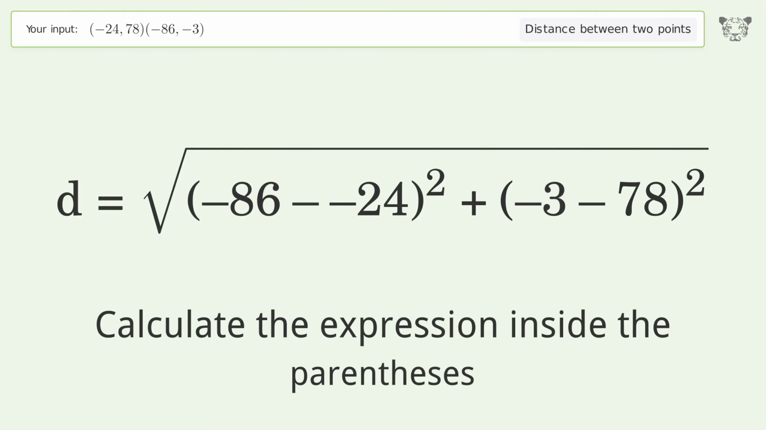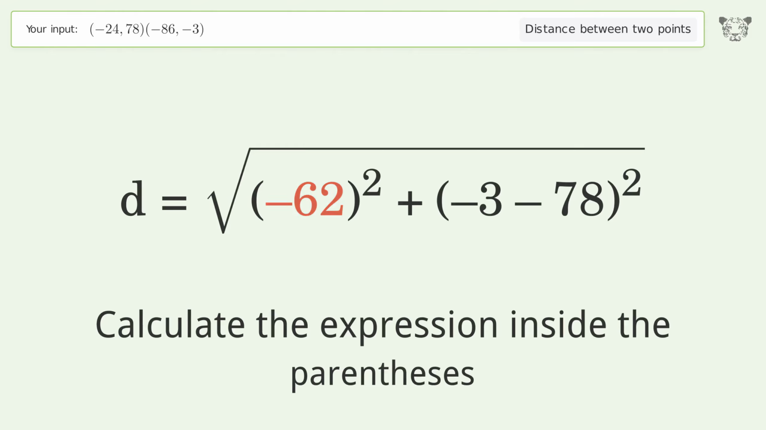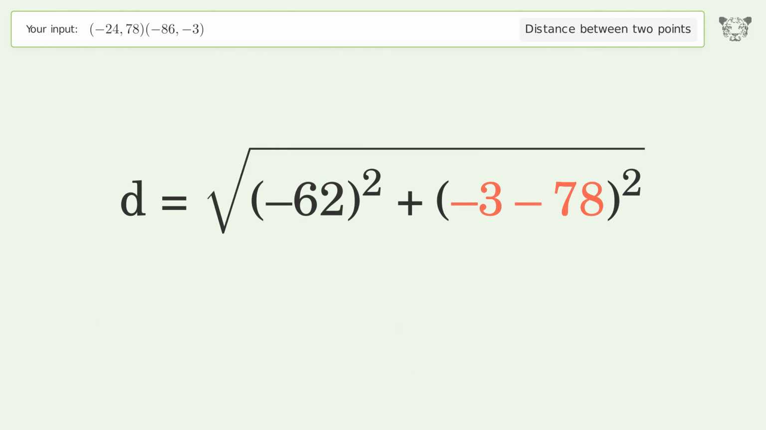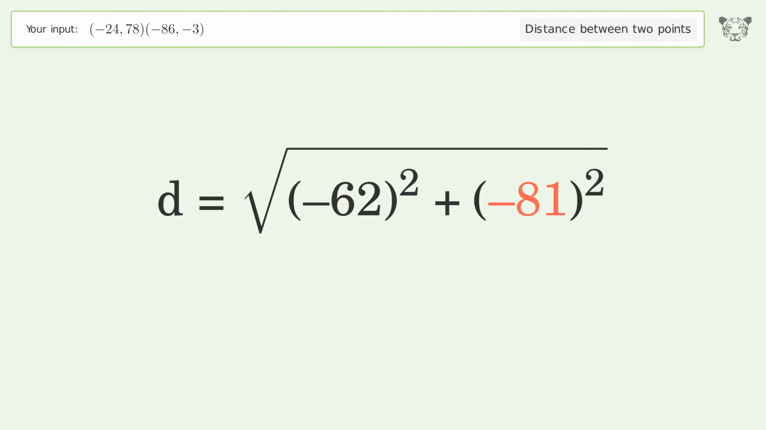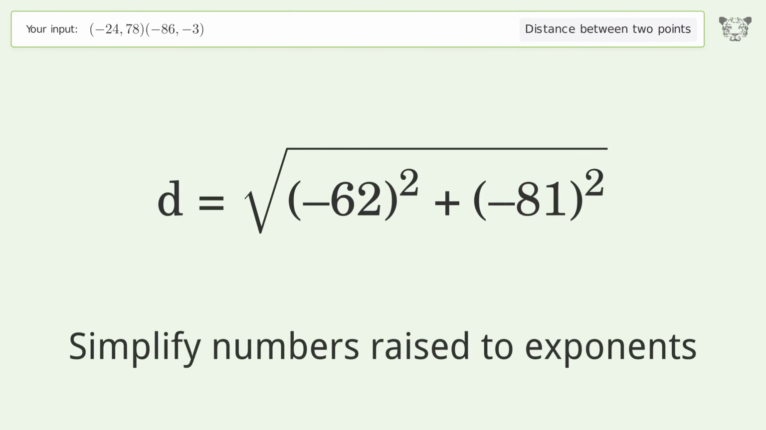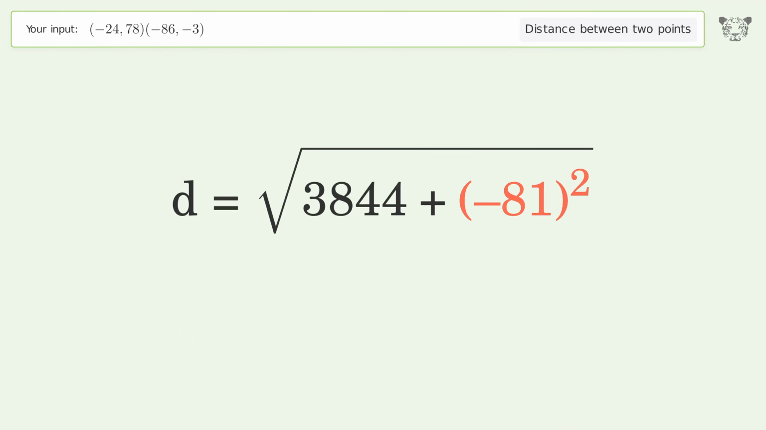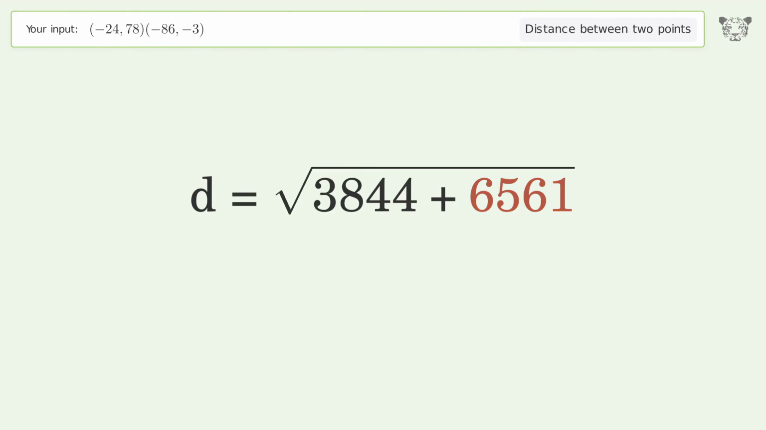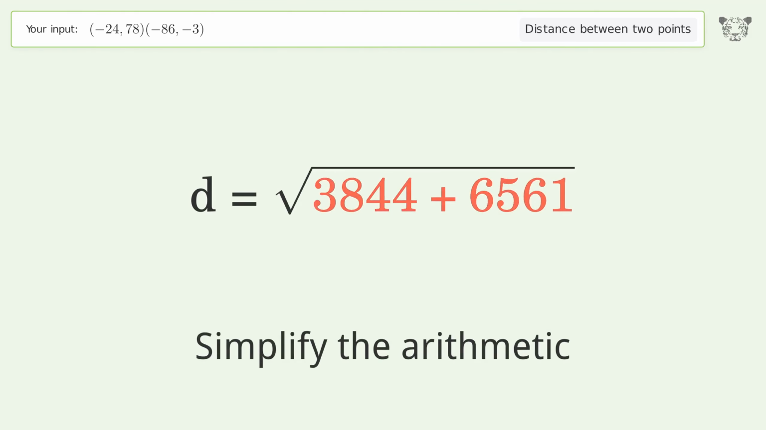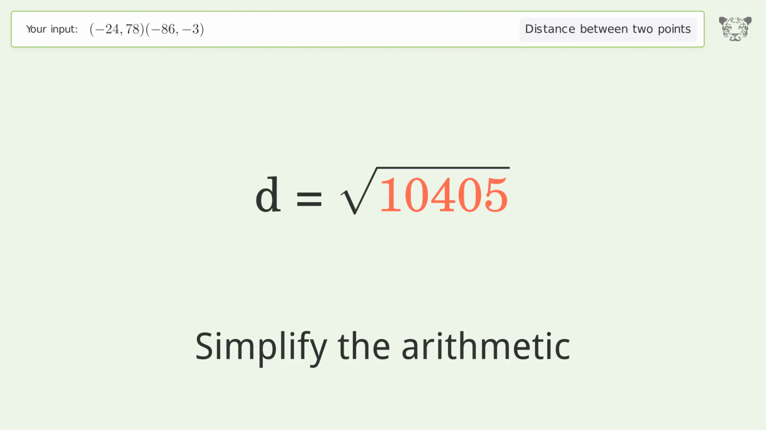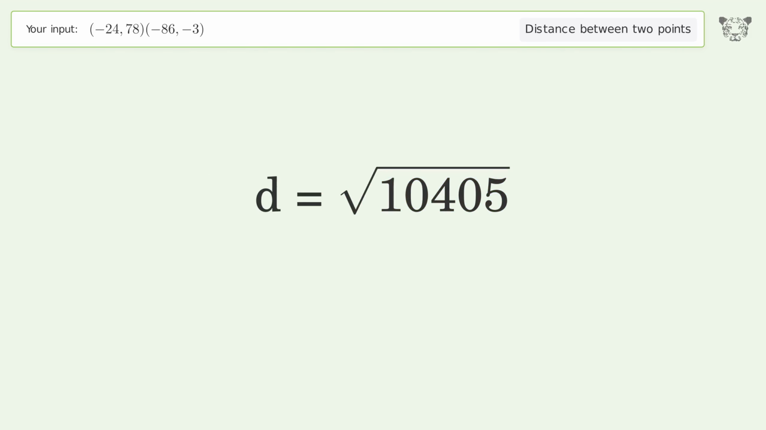Calculate the expression inside the parentheses. Simplify numbers raised to exponents. Simplify the arithmetic. And so the distance between the 2 points is the square root of 10,405 or 102.005.